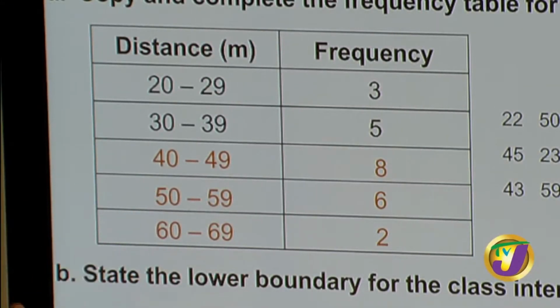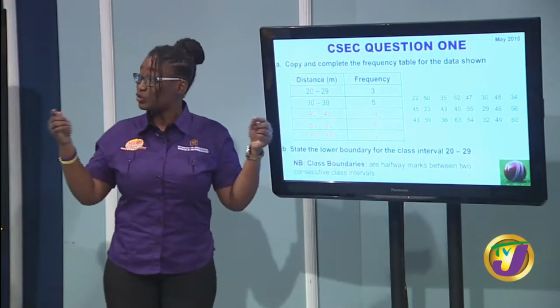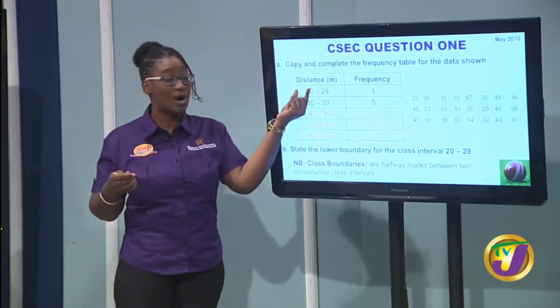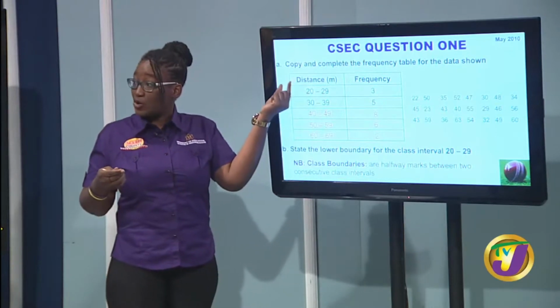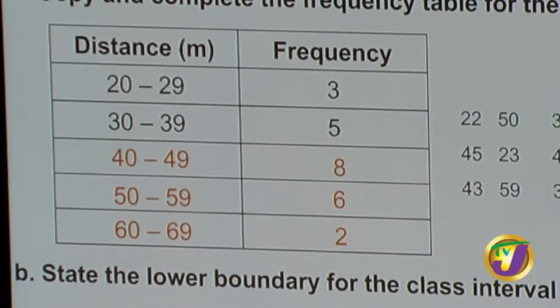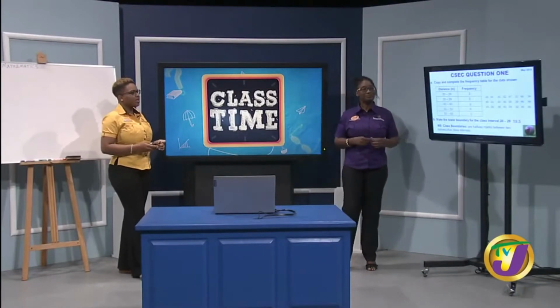Right. So let's apply that now, because they asked us to state the lower boundary for the class interval 20 to 29. We just discovered that for the lower boundary, we would step it down halfway, 0.5, which means our lower class boundary would be 19.5, or 19 and a half. All right. Great. And there goes our answer on screen, 19 and a half.